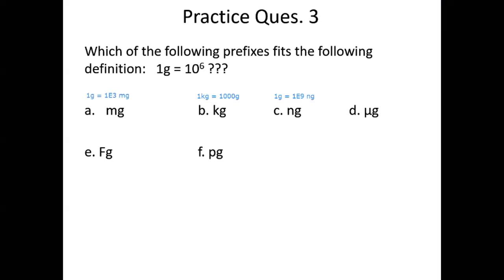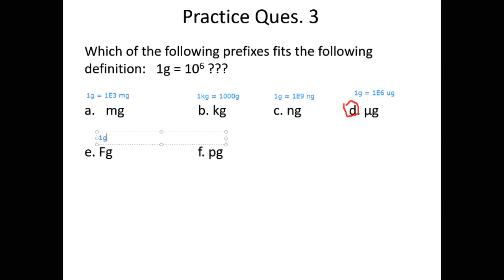Now micro, 1 gram is 1 e to the 6th micrograms. So 10 to the 6th would be the micro prefix. So it would be this one. Now we'll continue. Femtogram is 1 gram equals 1 e to the 15th femtograms. 1 gram is 1 e to the 12th picograms.